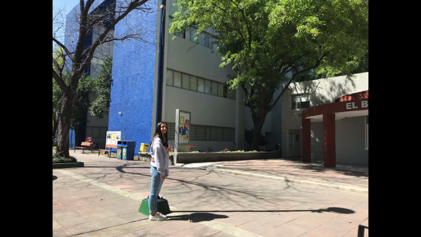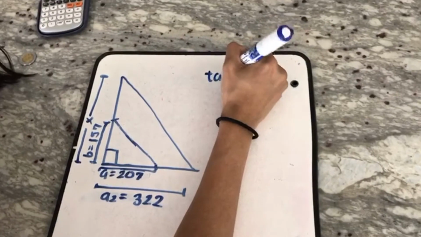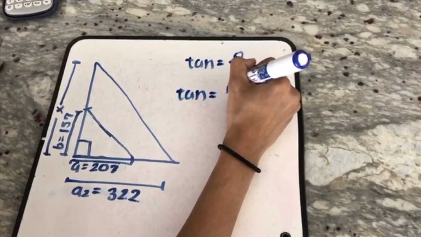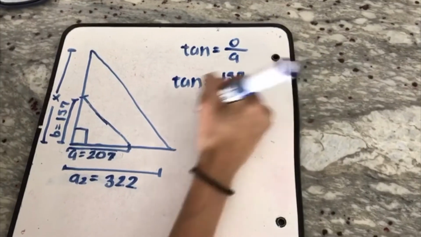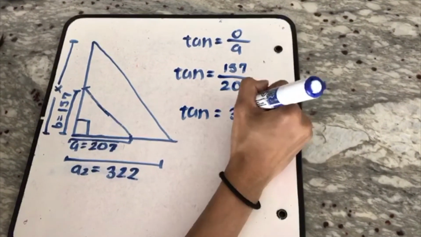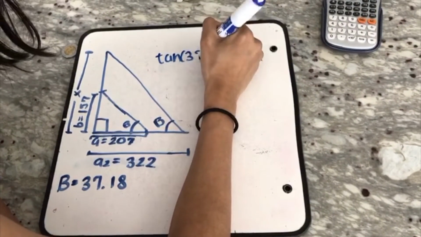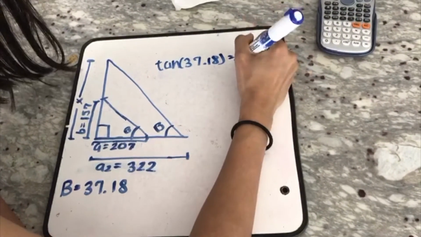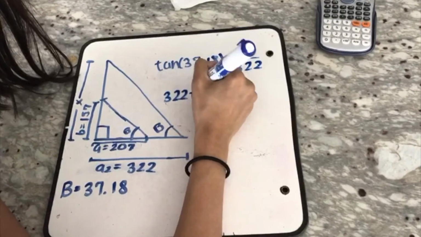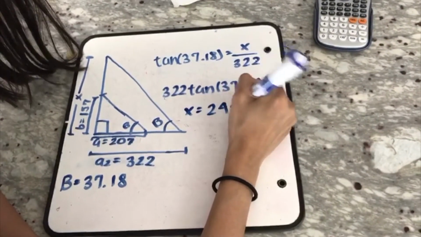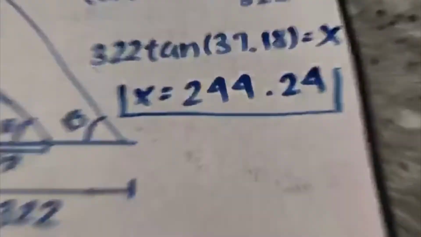In this part, we measured Patty, her shadow, and the shadow of the lamppost. After measuring the height of Patty, her shadow, and the shadow of the lamppost, we wanted to get the angle of elevation of the sun. And we got that by using tan of 157 over 207. Then, we used that angle to get the height of the lamppost. The final height of the lamppost was 244 centimeters.